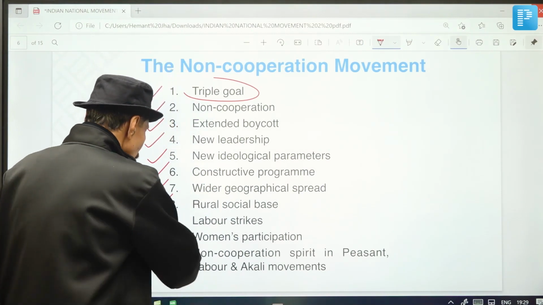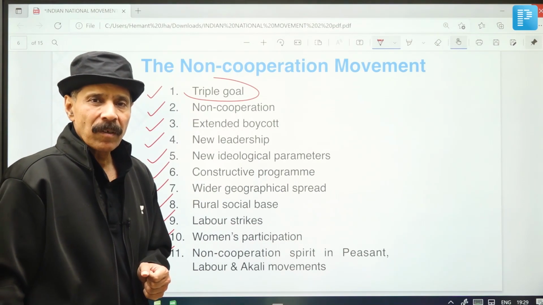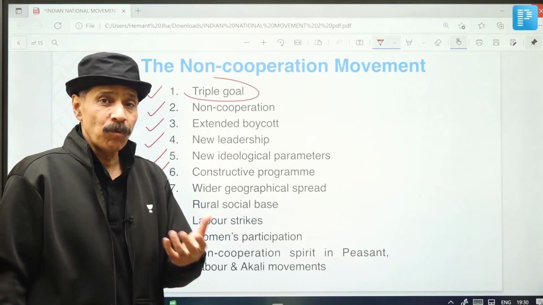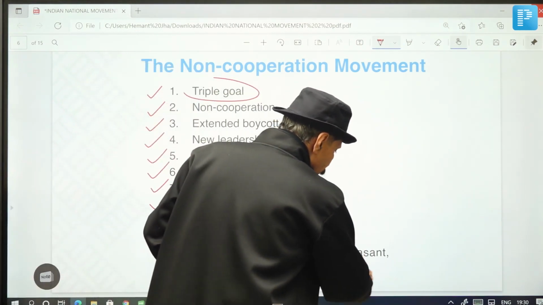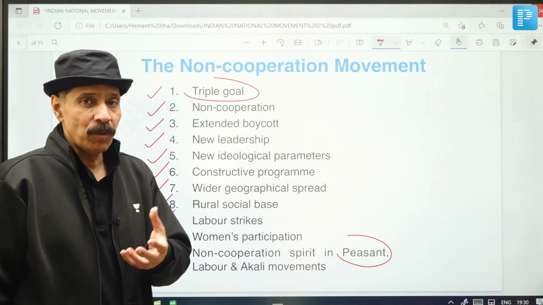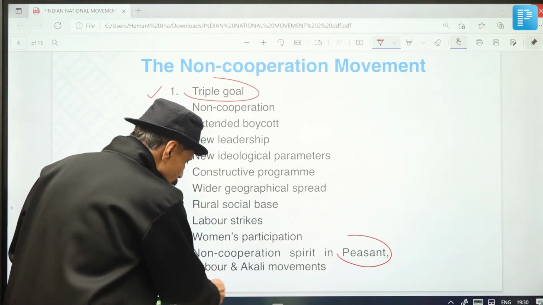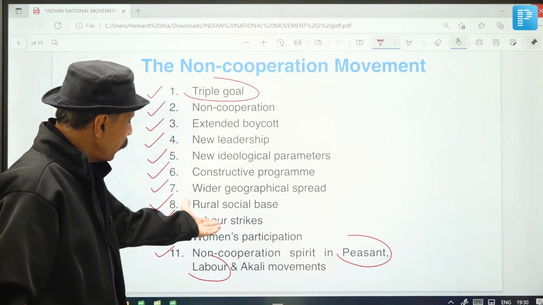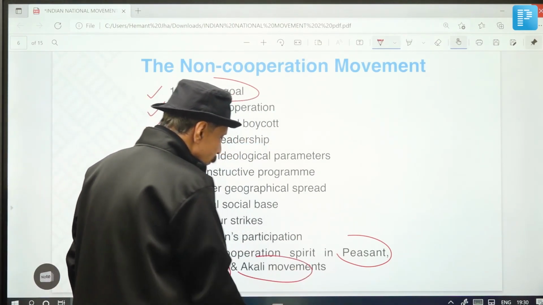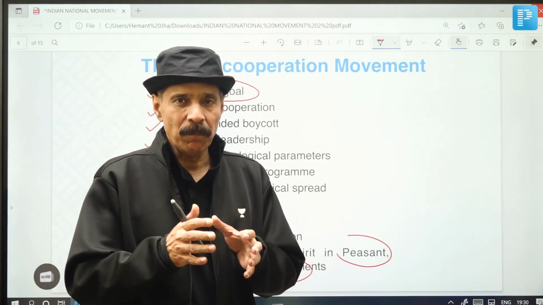Next, non-cooperation spirit in peasant, labor and Akali movement. Non-cooperation spirit inspired and influenced the peasant organization and movement that got a fillip during this time in many parts. And the labor movement, as we find in the labor strikes, and the Akali movement, that was a movement of the Sikhs to free Gurudwaras from the corrupt Mahants.